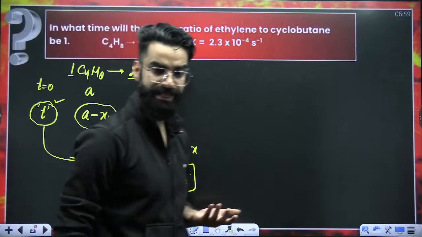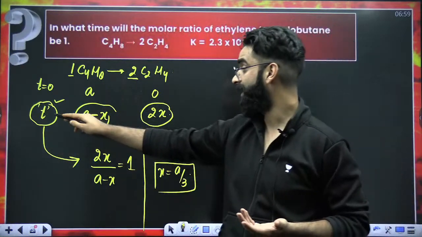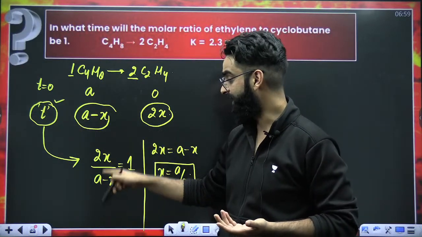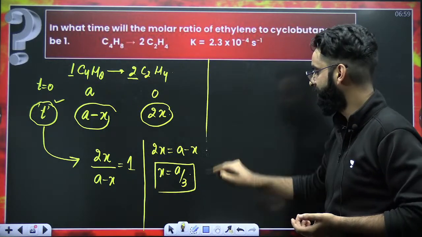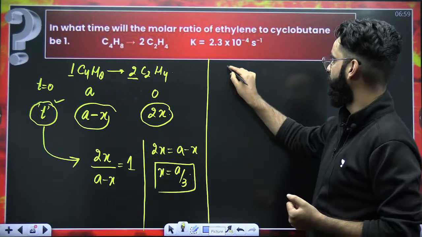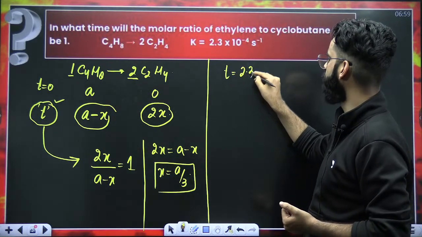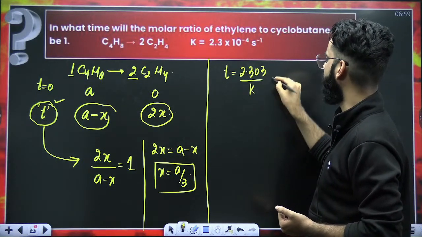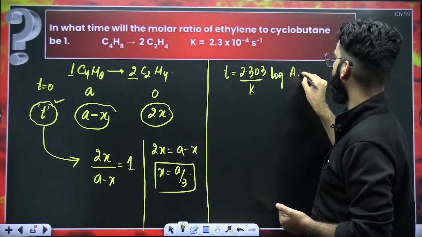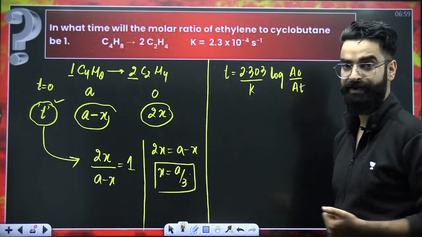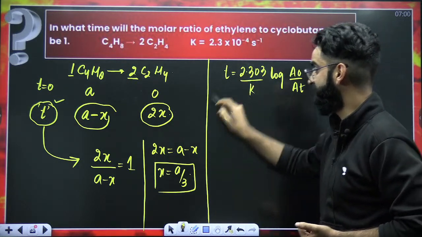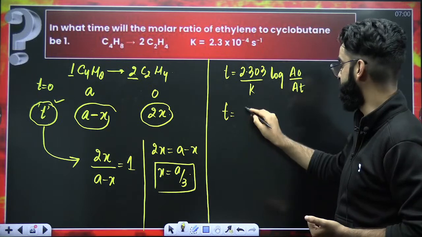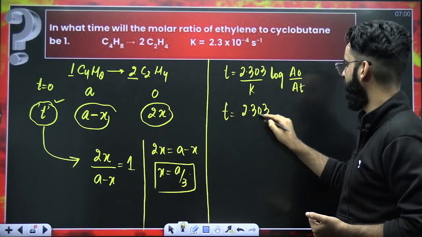Perfect. What do I need to calculate? I need to calculate this time at which the ratio of the moles of products and reactants is equal to 1. Now what I'll be doing? Just use the integrated equation. We know t is equal to 2.303 divided by k, log of A naught divided by A t. This is the integrated equation. Now, my dear students, t is this time which we have to calculate, right? It's equal to 2.303 divided by k value.